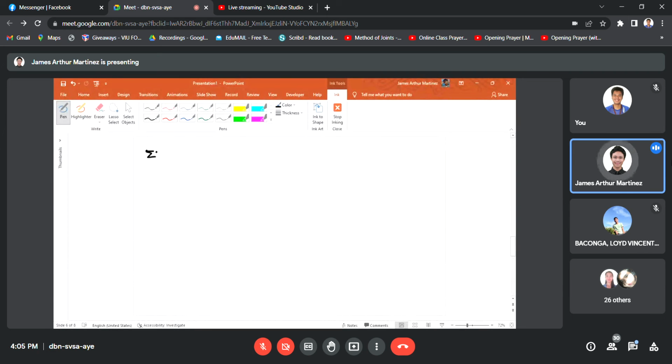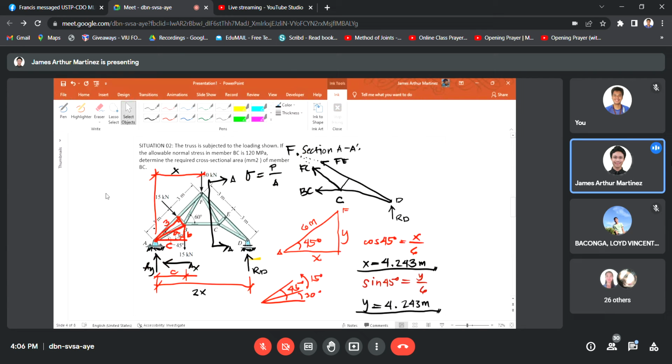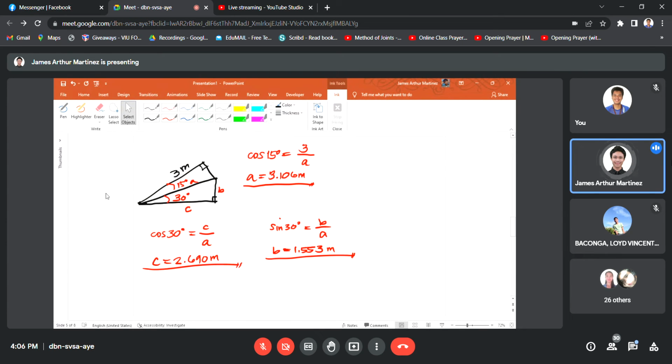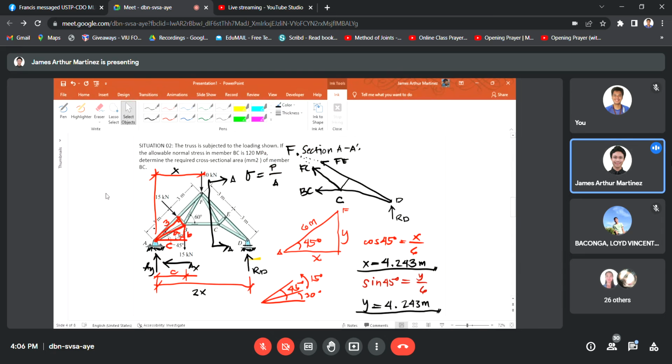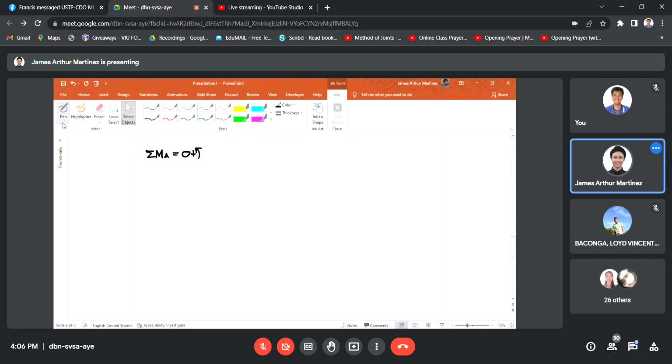So, summation of moment at point A or at support at A equal to 0, having counterclockwise as positive. So, what are the forces involved? So, si RD times 2x, no? Yung moment arm is just 2x, and that will be positive side convention since it will cause a counterclockwise rotation with respect to point A. So, RD times 2x.